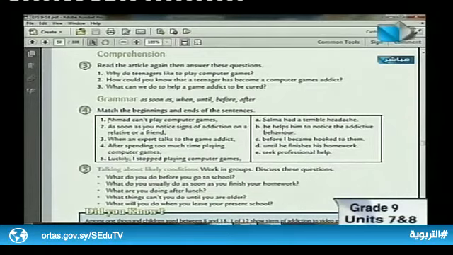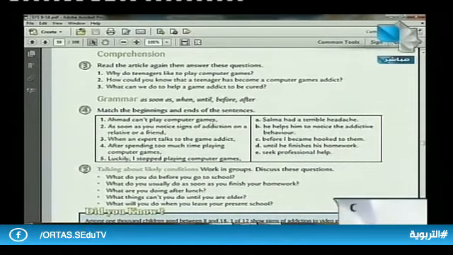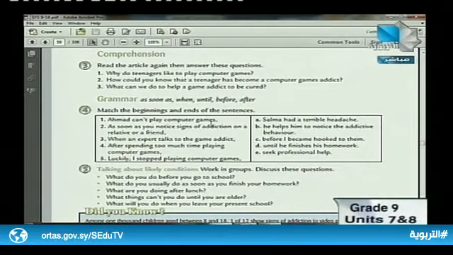And we have the first half of the sentence: Ahmed can't play computer games until he finishes his work. Yes. Number 2: as soon as you notice signs of addiction on a relative or a friend, seek professional help. You have to fetch someone to help him.